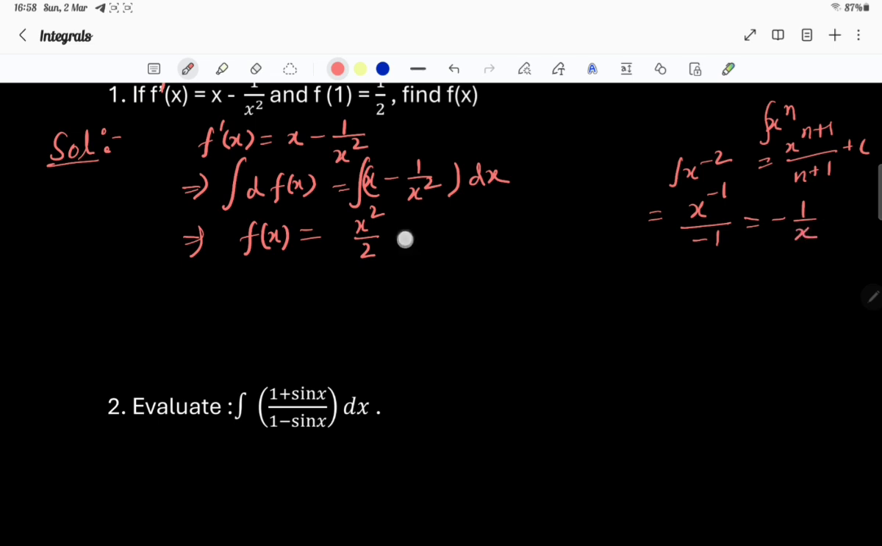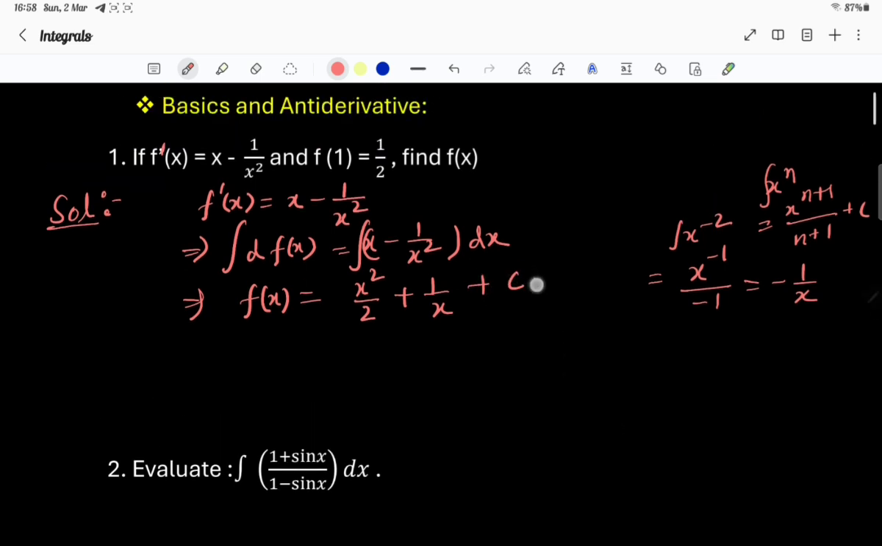So, what will we write, students? It will be plus 1 by x. Integration of 1 by x square will be minus 1 by x, so plus c. So f(x) is coming like this, but this is not the answer, because c is coming in the answer. So what do we do to eliminate that c? Here one condition is given, called the initial condition. That initial condition is f of 1 equals half.